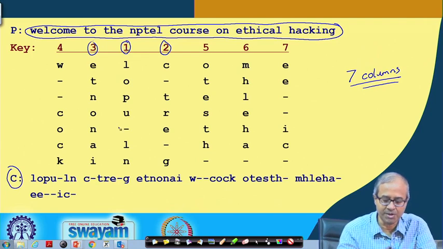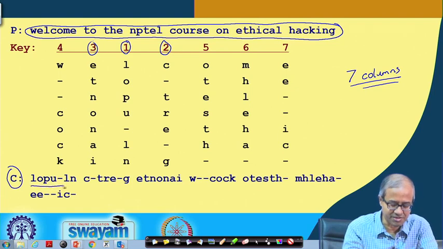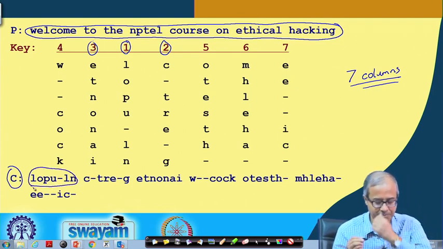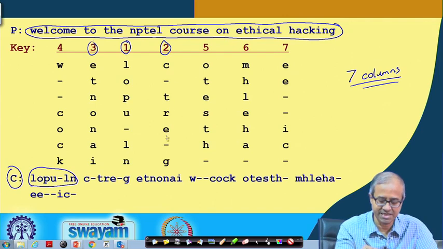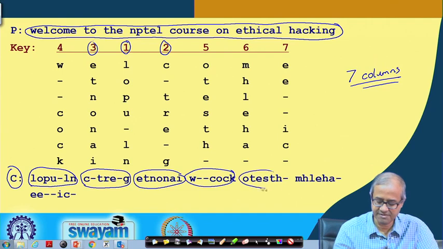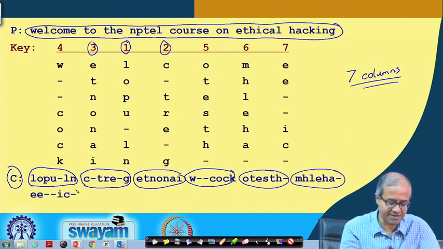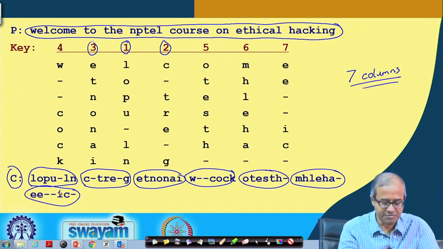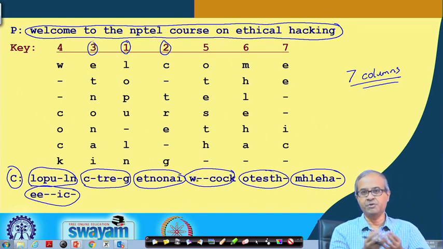First, I will be reading out column number 1, it is LOPU dash LN, you see this is the first column. Then the second column C dash TRE dash G, then the third, then the fourth, then fifth, then sixth and finally seventh. So, you see this ciphertext is apparently all jumbled up, you cannot get any information from here apparently, right. So, this is how transposition cipher works.